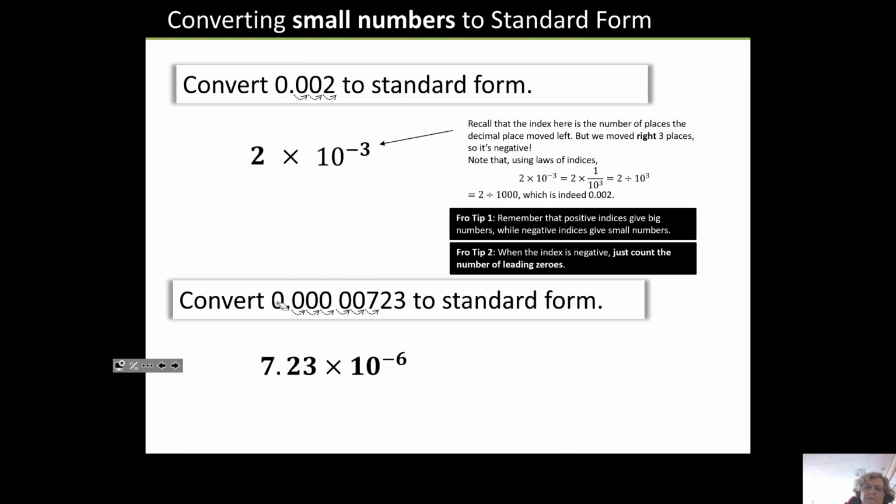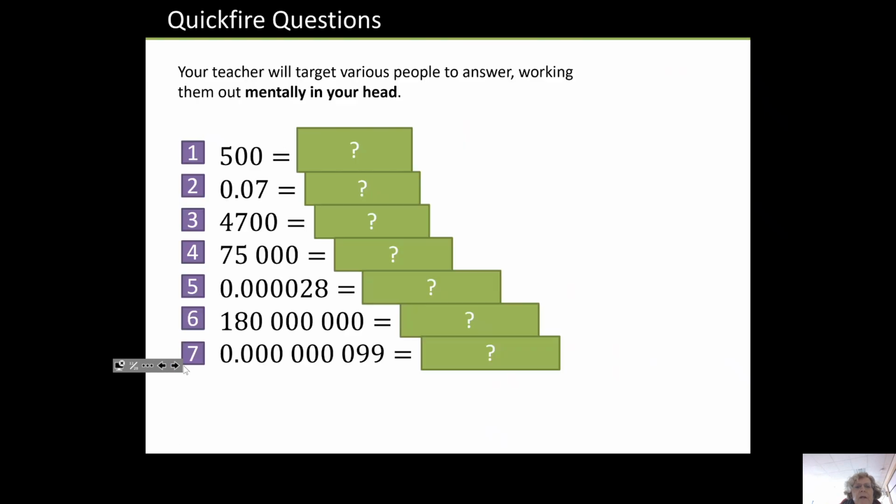So if you don't remember which way you go, it doesn't matter. Just remember, if you've got a small number, the power will always be negative. So a few for you to try here. Again, pause the video, have a go at doing these ones, and then I will give you the answers to these.